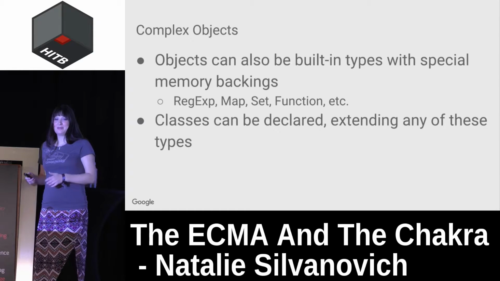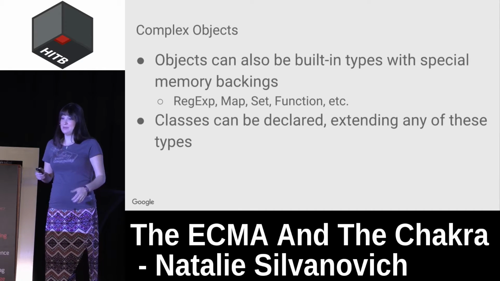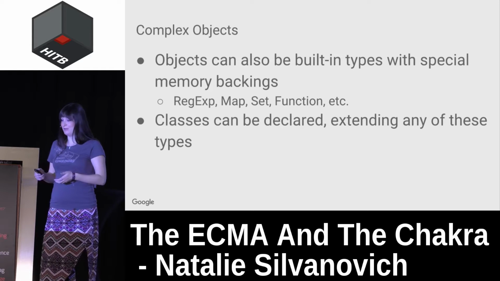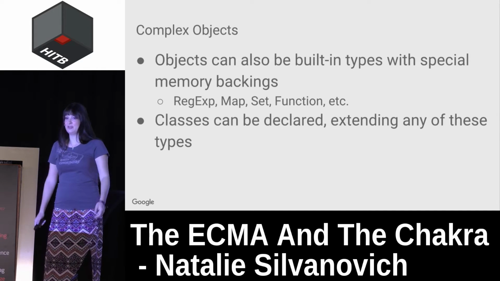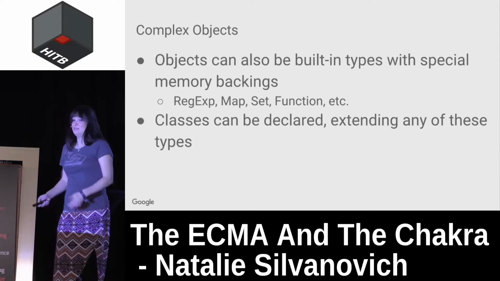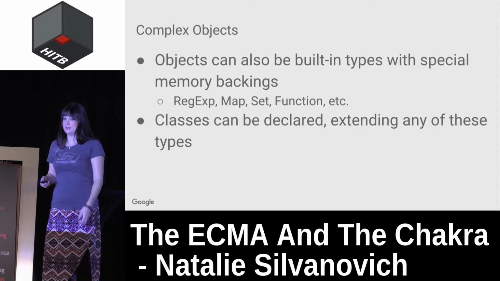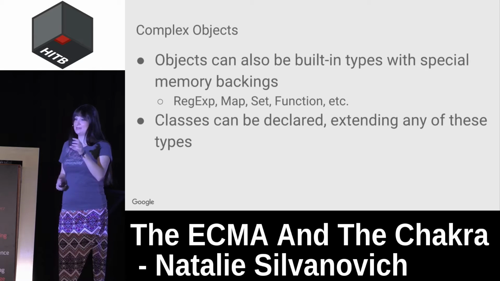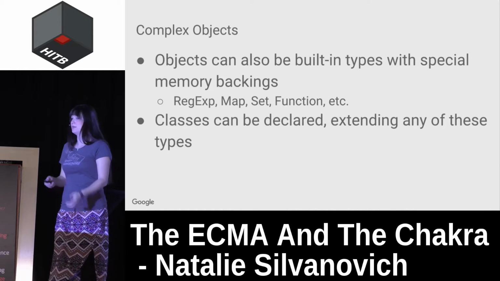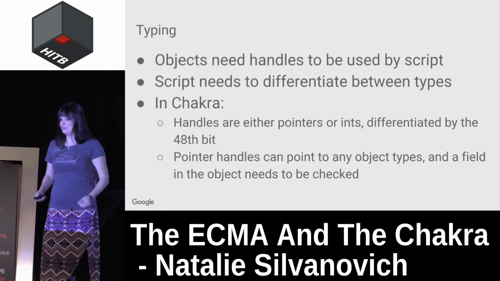So now I'm going through a couple more features. Complex objects. I've talked about objects, and I've talked about arrays. But there can also be special objects that are subclasses of objects, like a regex, a map, a function. And these need to have a different memory backing in C, because, for example, a regex needs a place to keep the pattern, and a function needs a place to put the pointer to the code. And they can also be extended. So in JavaScript, not only can you create a class that extends a class you created, you can also create a class that extends a regex. So this means that typing becomes interesting in JavaScript.